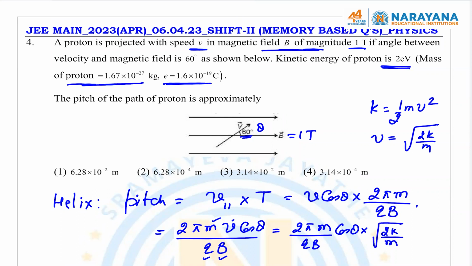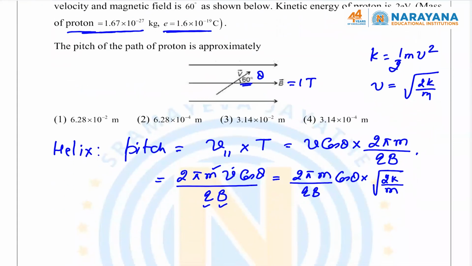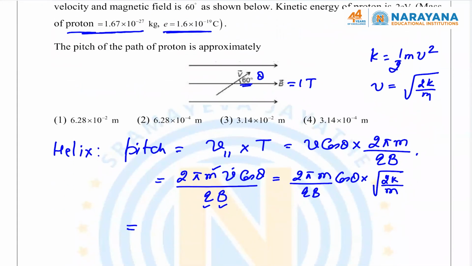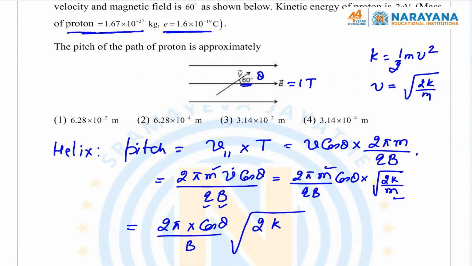So this is a good question with a lot of calculations, and you need to be smart to make the calculations properly. This is 2 pi into mass is, okay, so mass is occurring twice. So let's take the things into the square root. So 2 pi cos theta by B, I'll write this as 2 into K into m square over q square times m. Why I have taken q, you will soon understand.